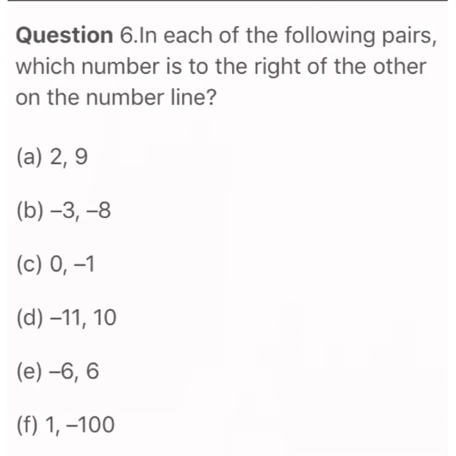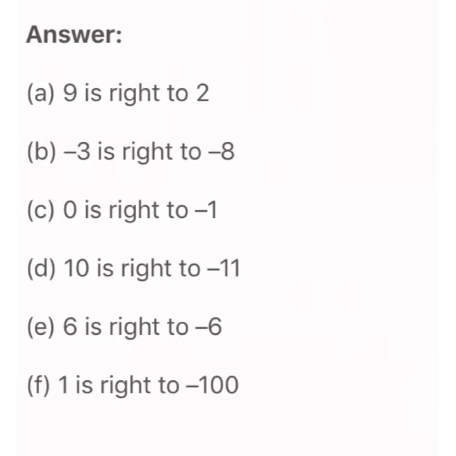In each of the following pairs, which number is to the right of the other on the number line? Children, pairs of integers are given, and you have to identify where these numbers lie on the number line, on the right side or on the left side of the origin. Now the first one is 2 and 9. Here both are positive numbers, that means they lie to the right of origin, and 9 is right of 2.